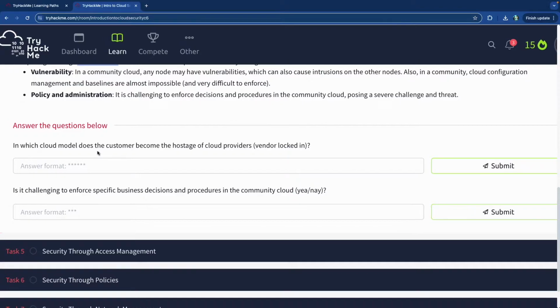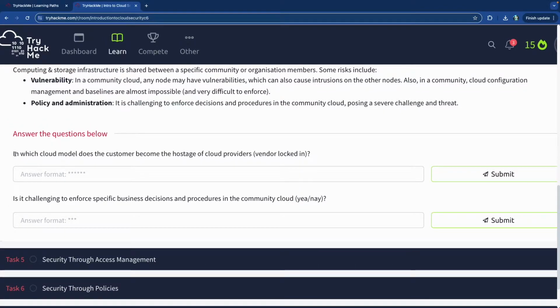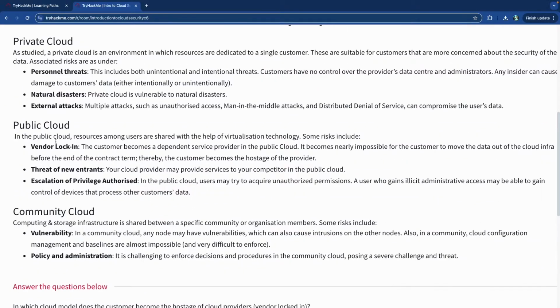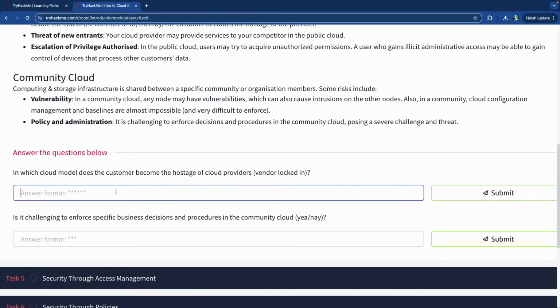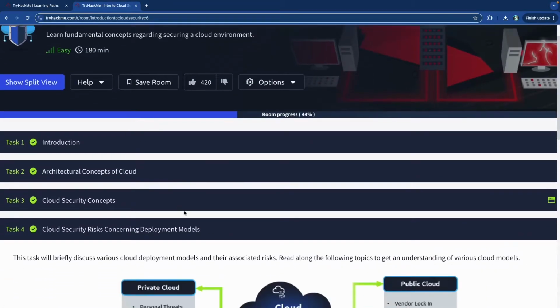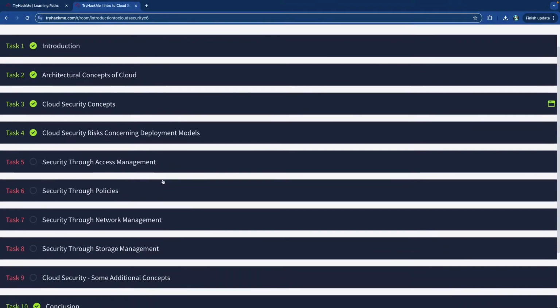So the answers to the questions here: in which cloud model does the customer become the hostage of the cloud provider? And we talked about that right here. So it's the public cloud, which allows for the vendor lock-in situation. So it would be the public cloud model. And is it challenging to enforce specific decisions and procedures in the community cloud? And we already discussed that, and that is yes. So there we go. We got that down.